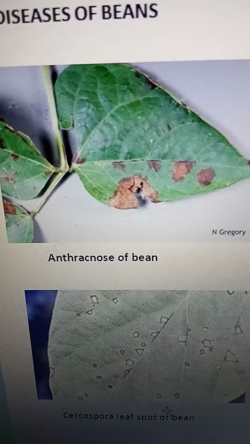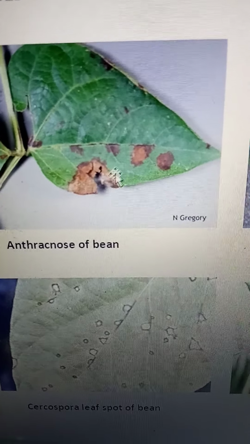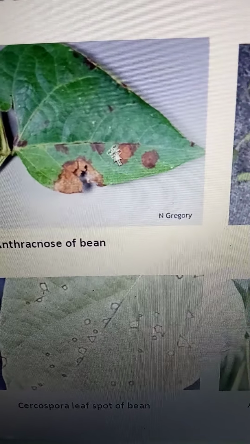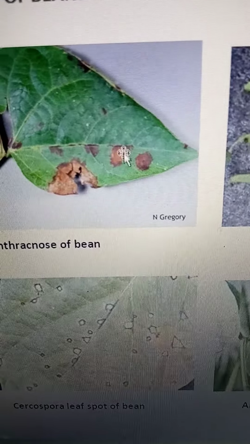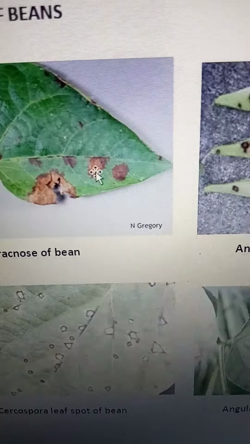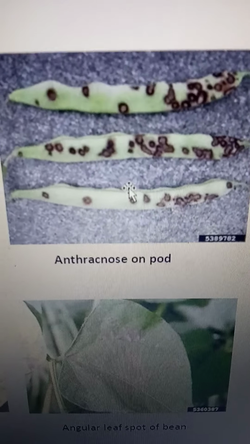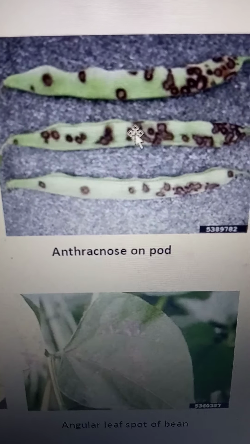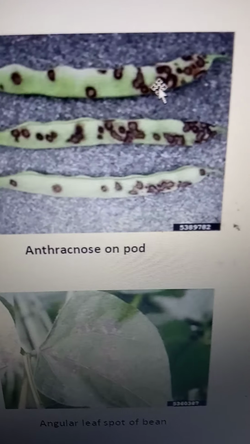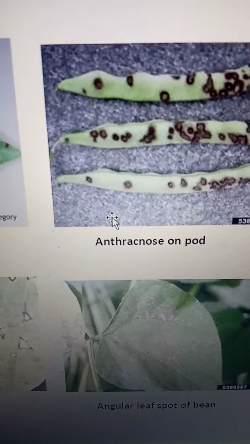Next comes diseases of beans. The first important disease is anthracnose of bean. Angular necrotic lesions you will find on the bean leaf. And this is one of the common symptoms which you will find whenever you go and buy beans from the market. These are all the symptoms caused by the anthracnose, which is caused by Colletotrichum gloeosporioides.